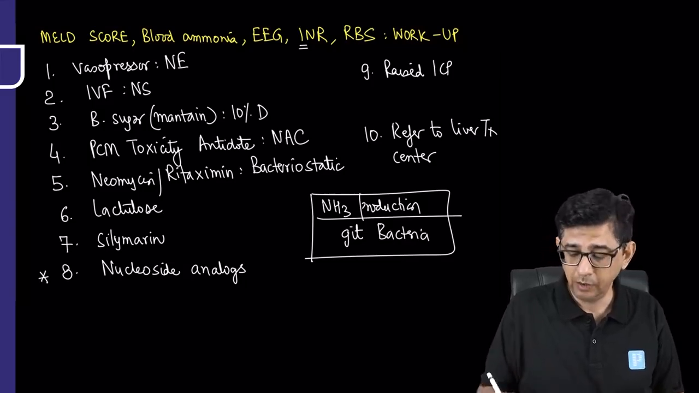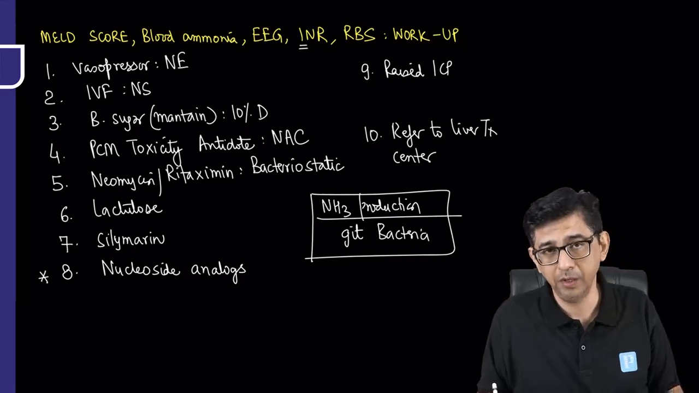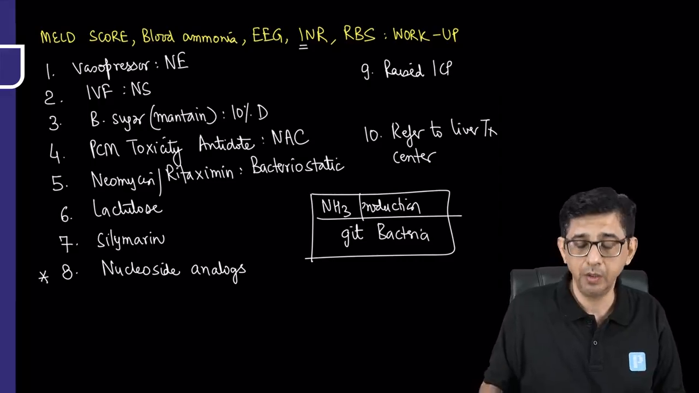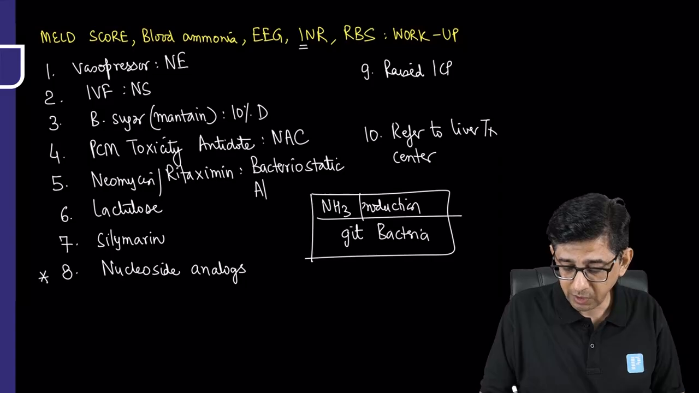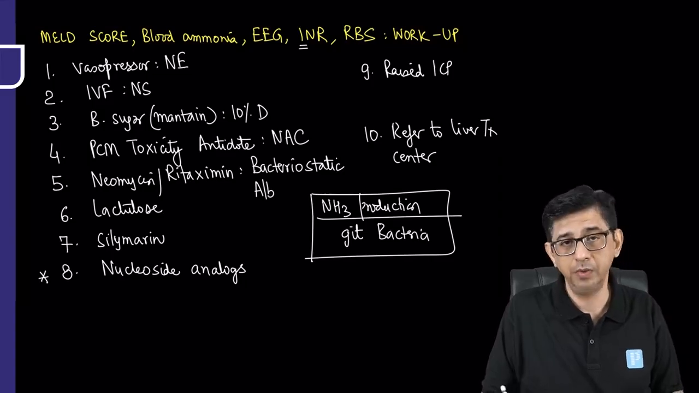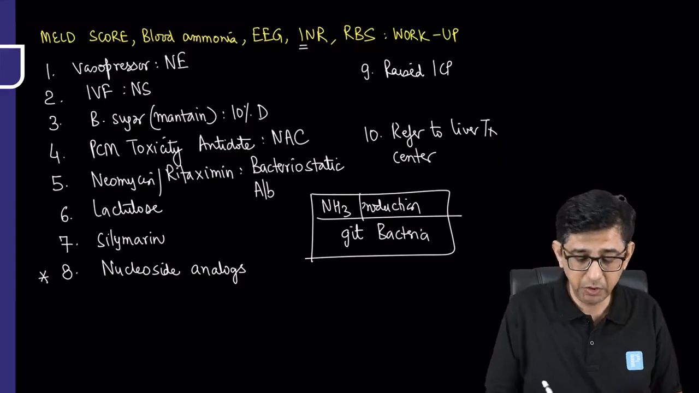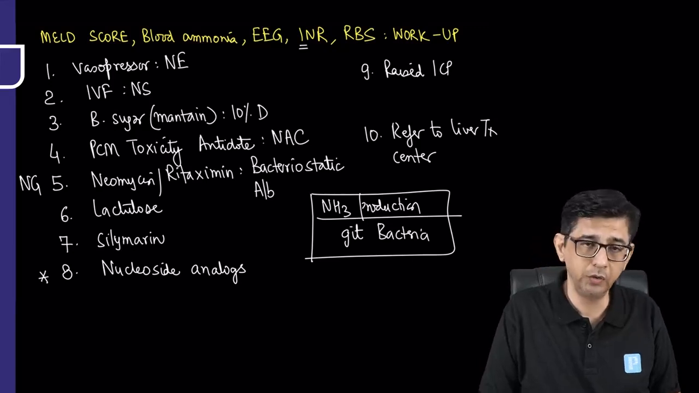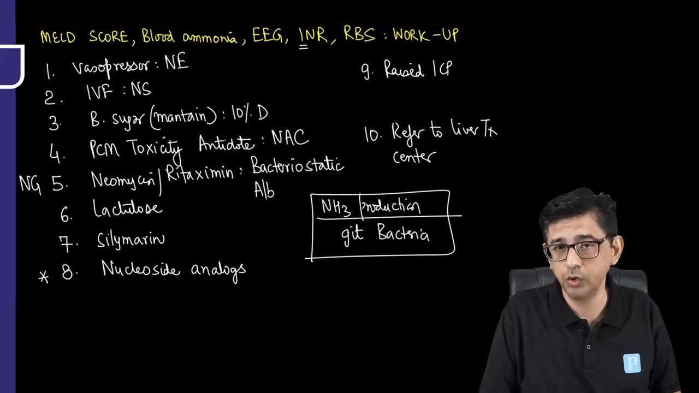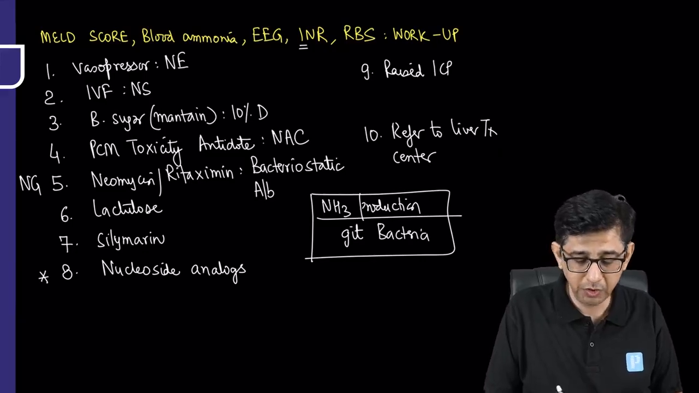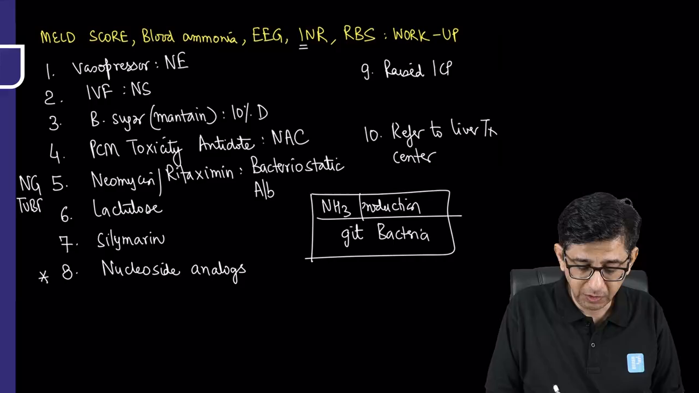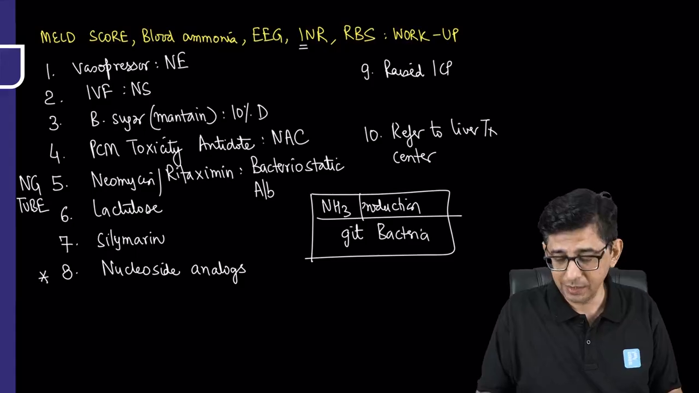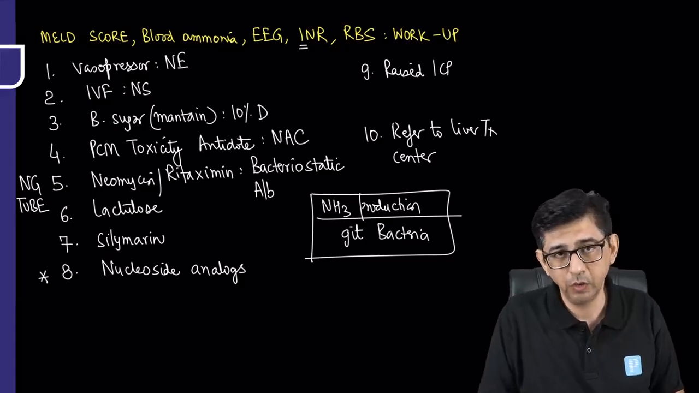So if I can reduce the counts of GI bacteria from the megatrillion bacteria present, by giving a topical bacteriostatic antibiotic, by topical I mean it will not be absorbed. We'll give it via NG tube because my patient is not in his senses, or is going towards coma, his GCS is on the lower side due to raised ICP. So I'll put in an NG tube and give neomycin to this chap so that I can decrease the bacterial count, and as a result, the production of ammonia will also reduce.